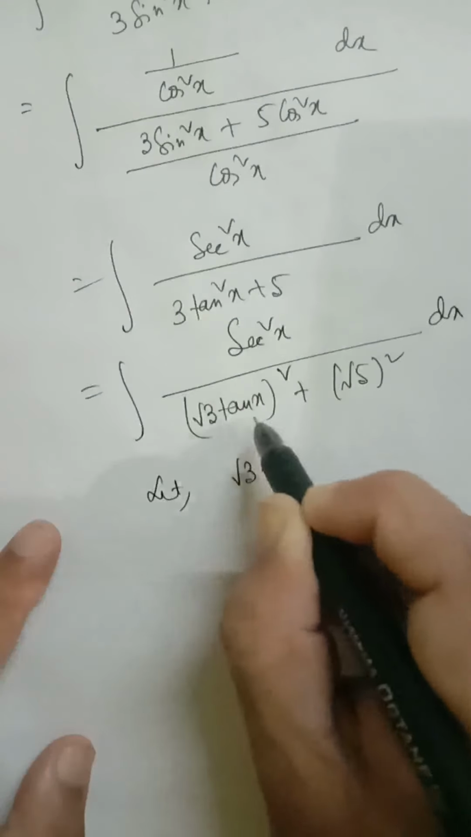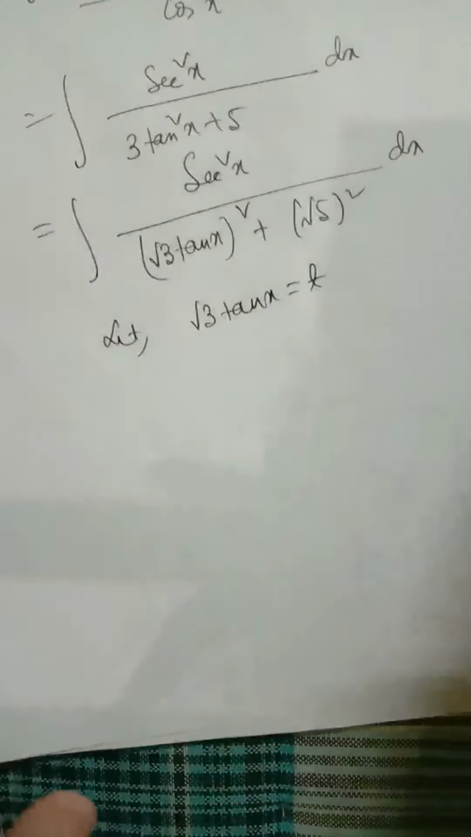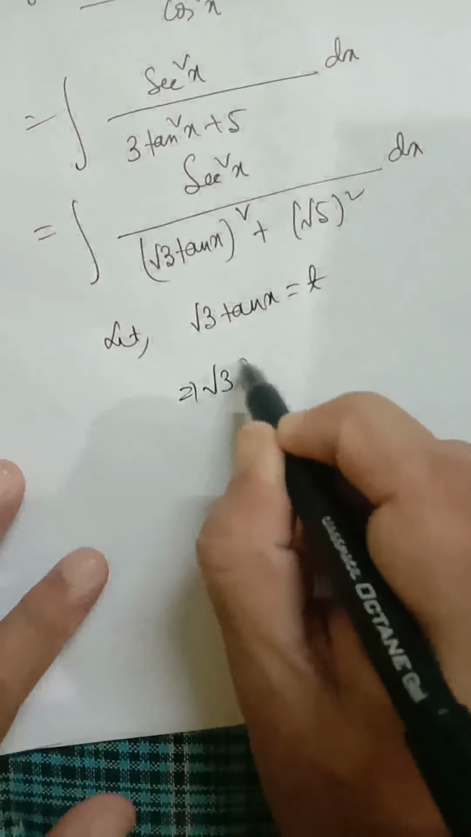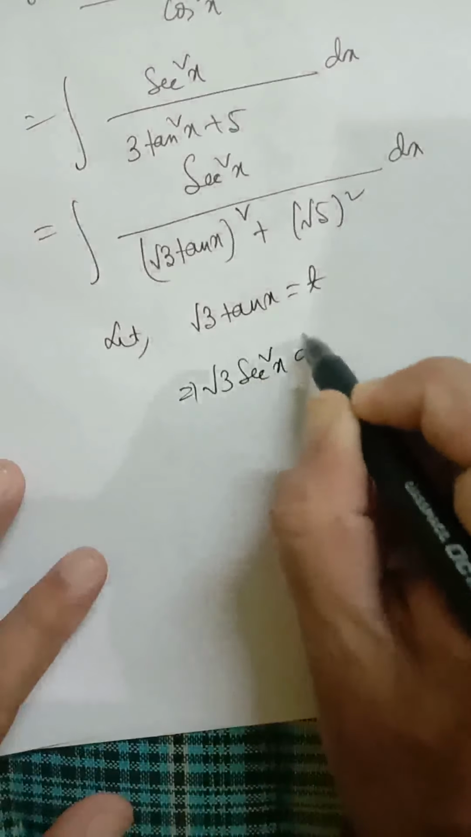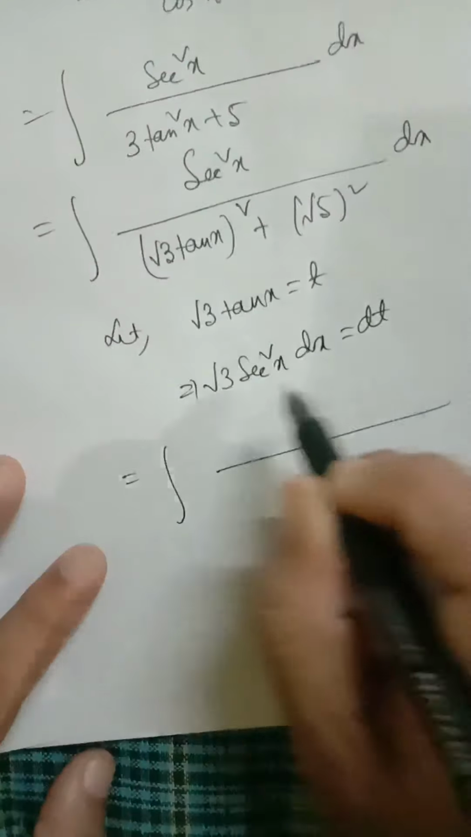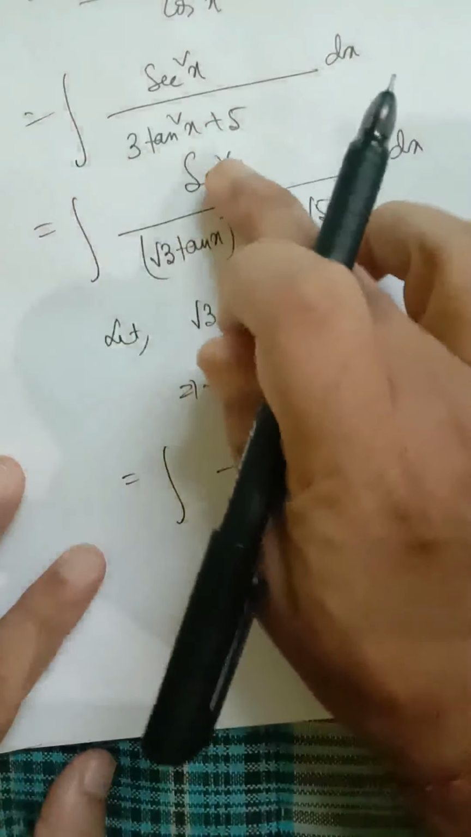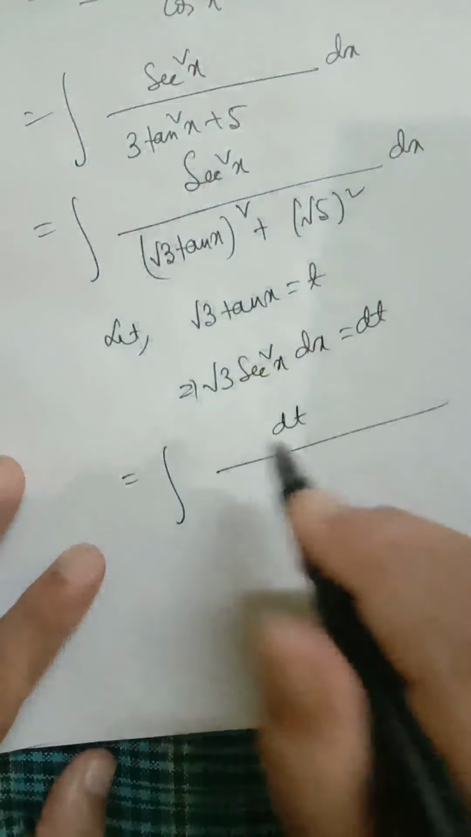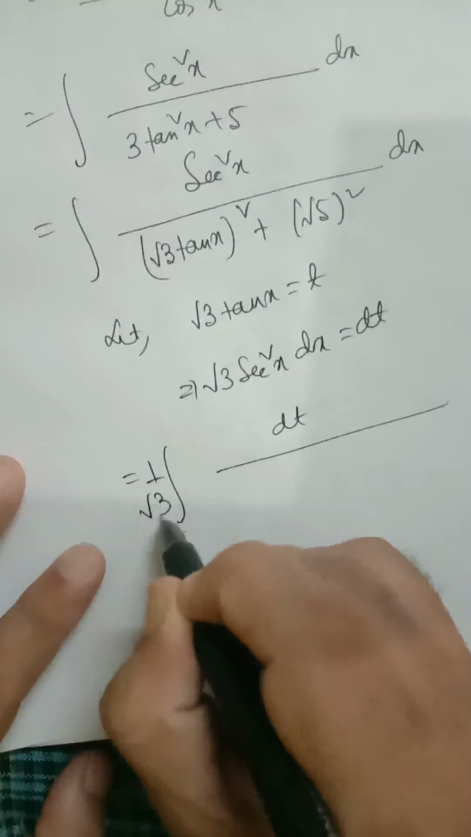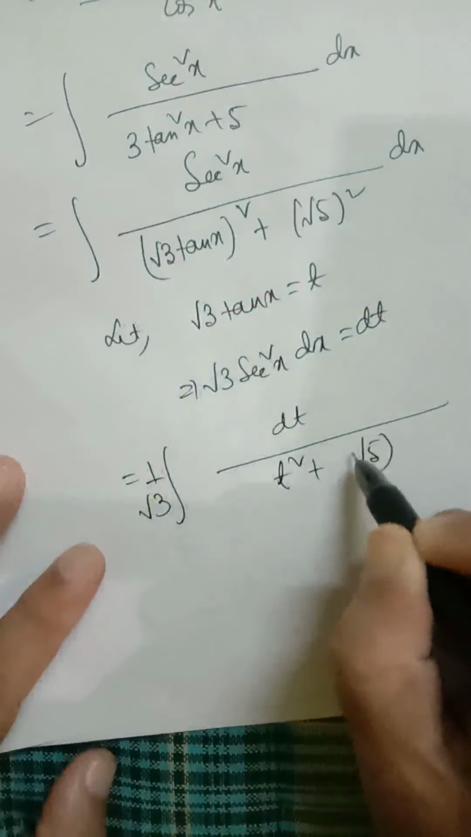As we can see, the derivative of tan x is sec square x. So root 3 tan x equal to t, its derivative will be root 3 into sec square x dx is equal to dt. So our given integral will change to sec square x dx is equal to dt by root 3, and the denominator will be t square plus root 5 square.